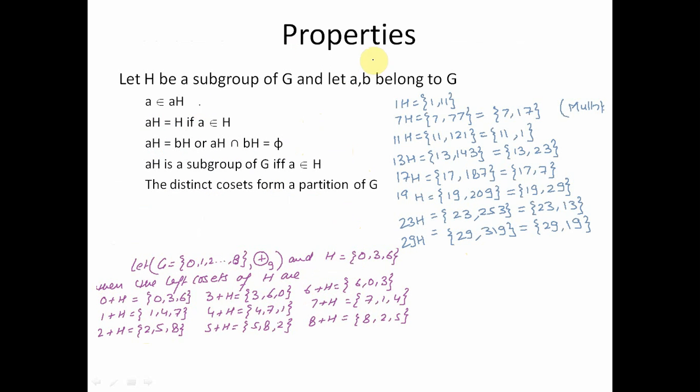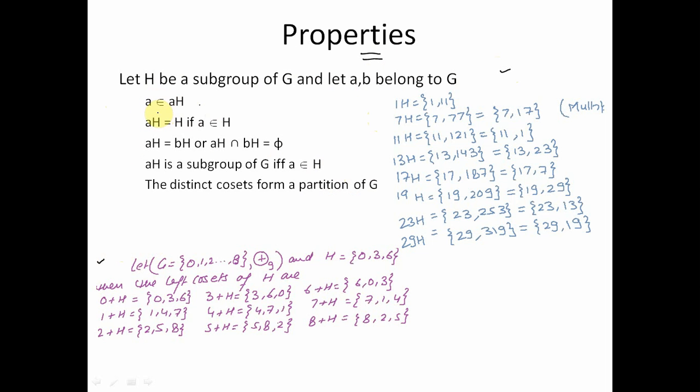Let us see certain properties of cosets. Now, in order to better understand the properties of cosets, I have shown both the examples that we solved earlier over here. So what we are going to do is take each property and verify whether this property is shown in these examples or not.